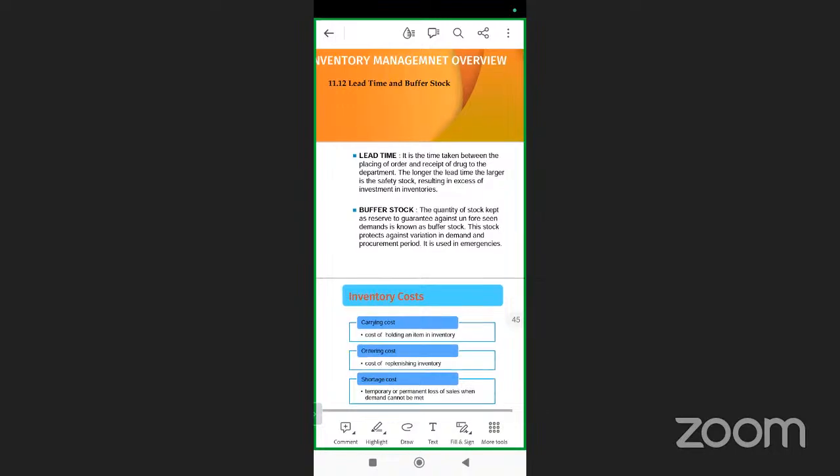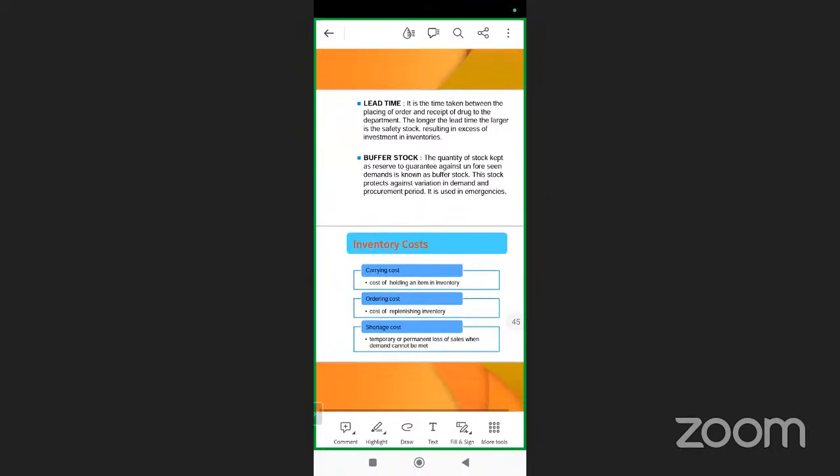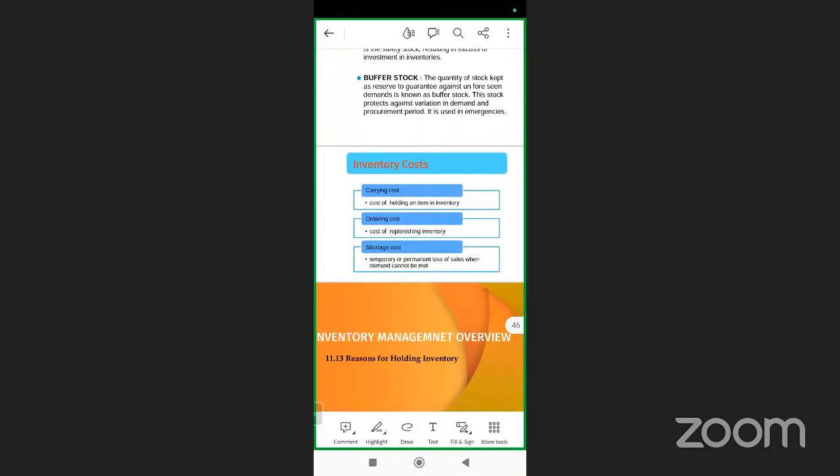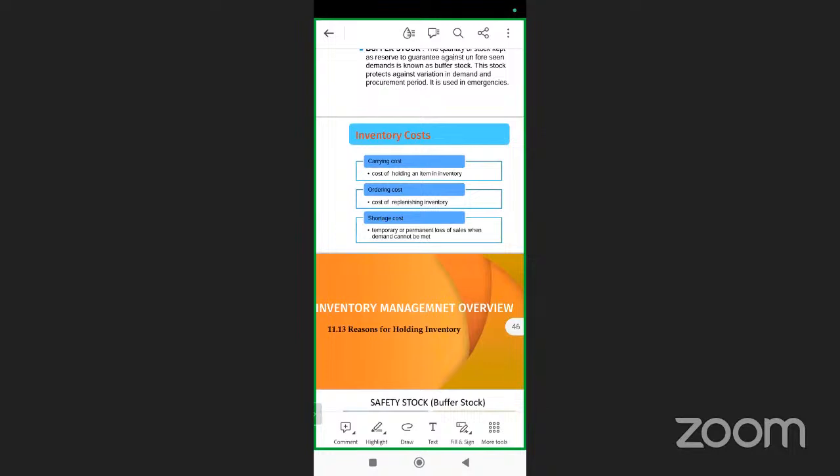Now, what is buffer stock here? Buffer stock means the extra stock. If the present part or present material is not working well, we keep an extra one. The first one is the carrying cost of holding an item in the inventory.